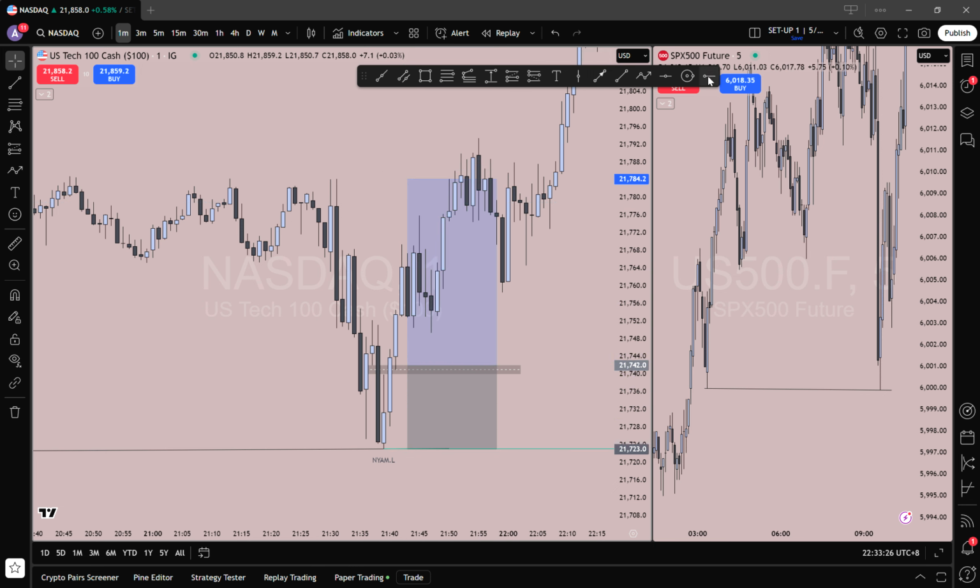Then you can look for areas to break even your trade also. So at this high, this is where I broke even for my trade, and then I'll just let it run. It's a 1 to 2. So that's it.